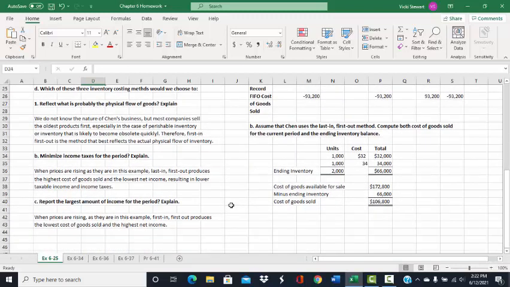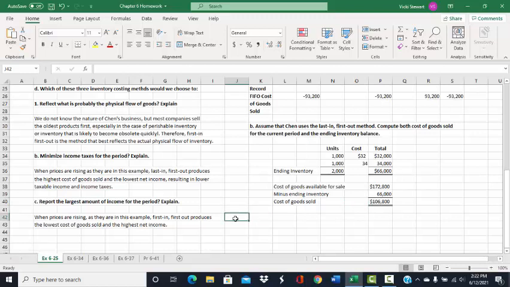The B portion asks us which of the three inventory methods would we choose if we wanted to minimize income taxes for the period. When prices are rising, which they were in this problem, last in, first out produces the highest cost of goods sold and the lowest net income. When we have lower net income, it results in lower taxable income and income taxes. So last in, first out would be the inventory method that we would choose.